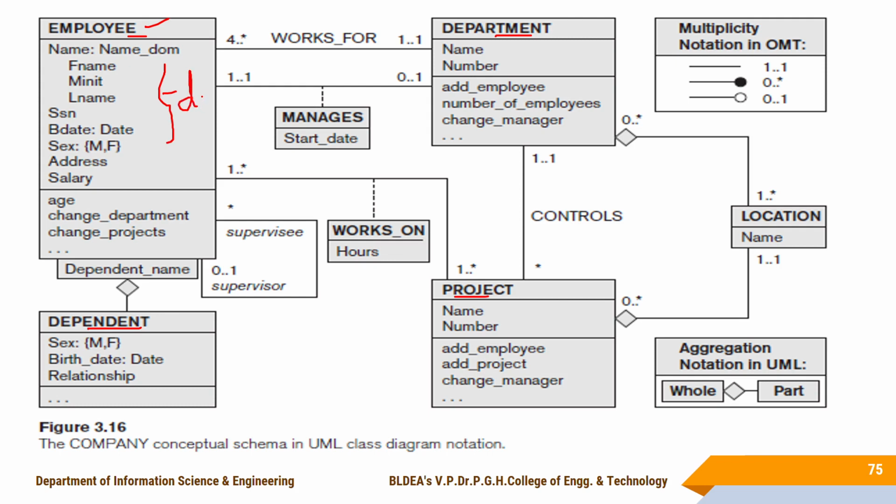In UML you use the term domain here. Domain may be the type of the data or it may be the description about the data. Name is one data, and this one you describe as a structured domain here. Structured domain means it is further subdivided. This is the composite attribute. This name attribute is further subdivided into first name, middle initial and last name here.